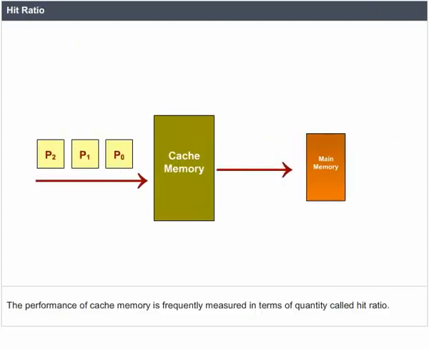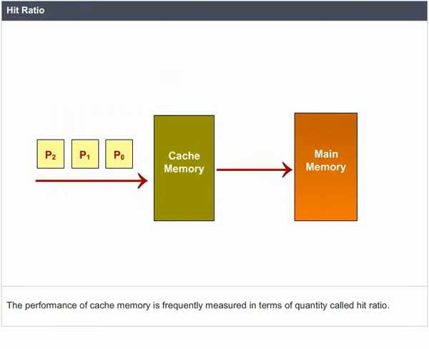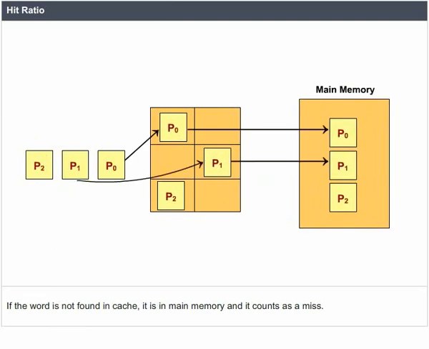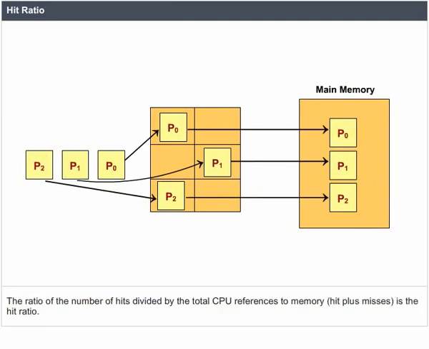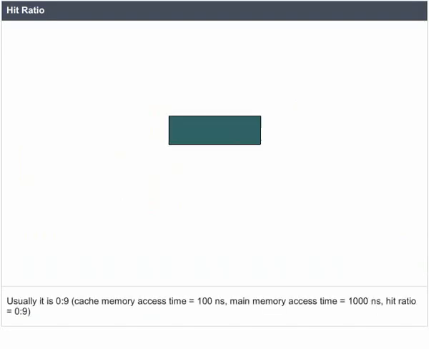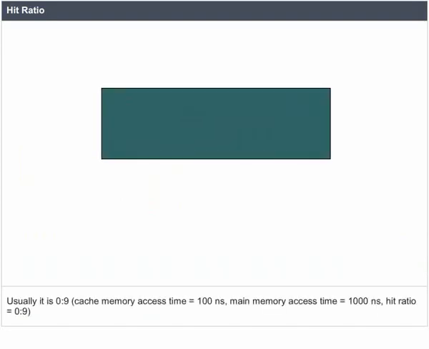Hit ratio. The performance of cache memory is frequently measured in terms of a quantity called hit ratio. When the CPU refers to memory and finds the word in cache, it is said to produce a hit. If the word is not found in cache, it is in main memory and it counts as a miss. The ratio of the number of hits divided by the total CPU references to memory, hits plus misses, is the hit ratio. Usually it is 0.9.